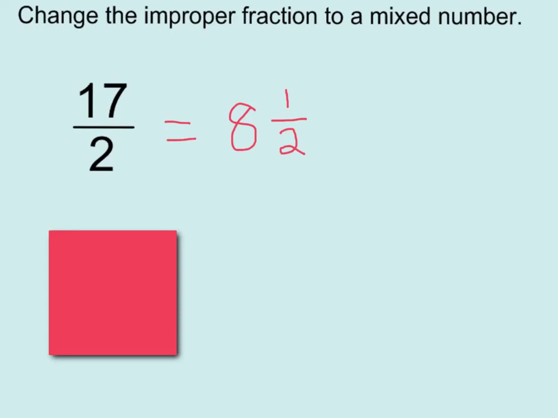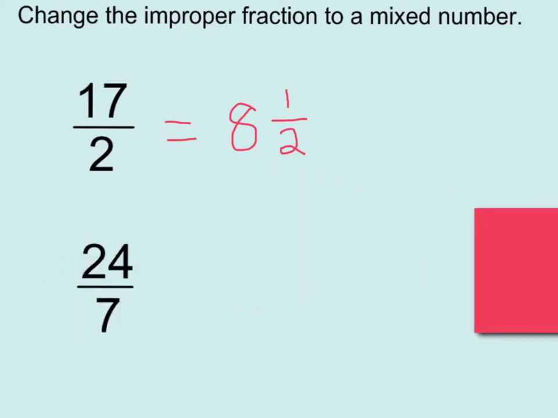Now remember, you can check this with multiplication. If you check it with multiplication, you're sure to be right. 2 times 8 is 16, plus 1 is 17 halves. So it does work out. 17 halves is the same thing as 8 wholes and 1 half.